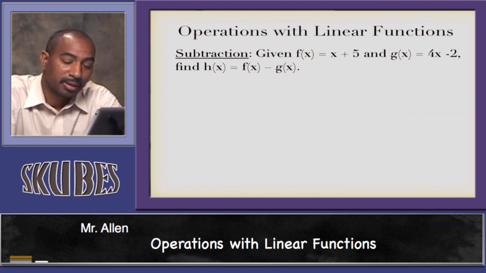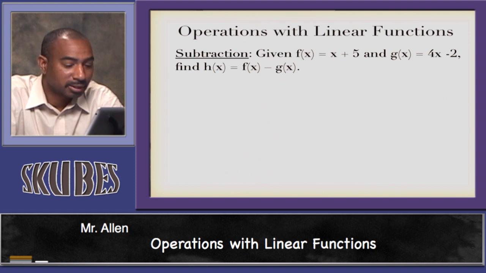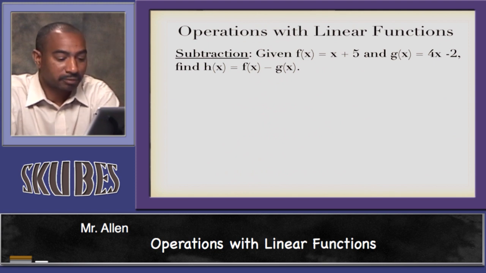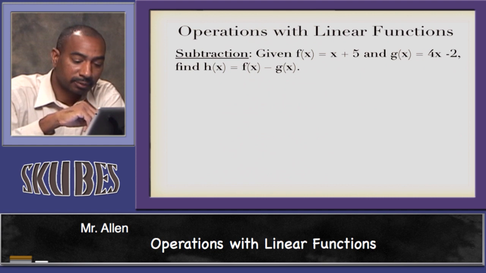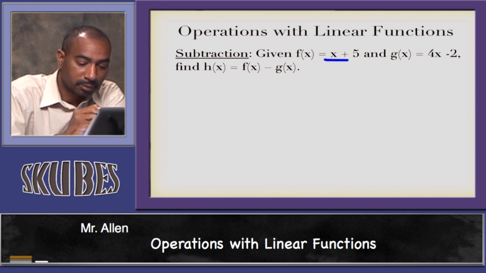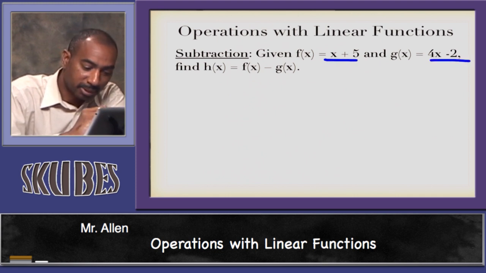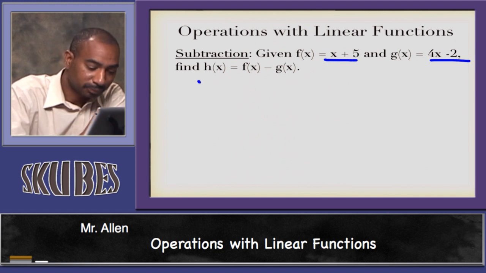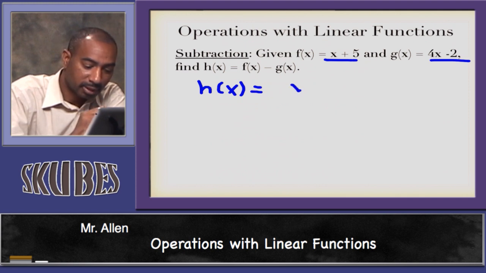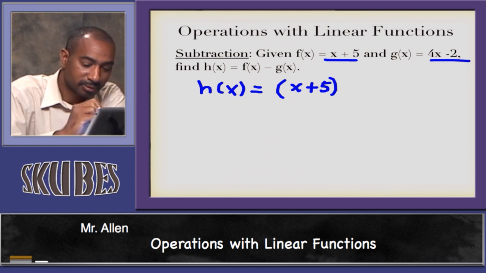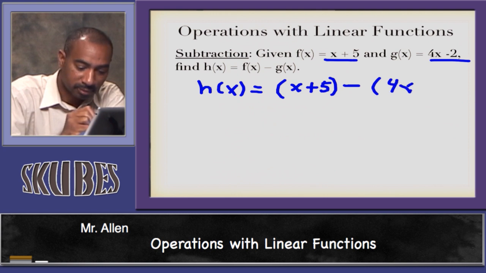All right, subtraction. Be a little careful with subtraction. The order matters. So if we're given that f of x is x plus 5 and g of x is 4x minus 2, you want to find h of x. We're going to say f of x minus g of x. So when you do this, f of x is x plus 5. That must come first, and then minus. Then g of x is 4x minus 2.